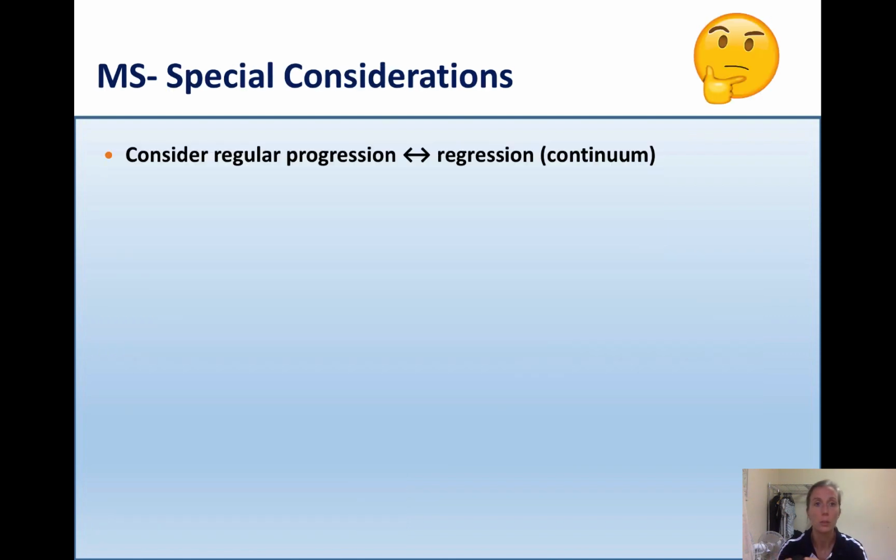But moving on to special considerations, we've spoken to this a few times, and it's apparent in other disease conditions as well, but we have to be really adaptable with our approach to exercise. So we need to consider regular progression and regression of the program. We're kind of working on a continuum in line with the likely relapsing and remitting pattern that we're going to see in a lot of our patients.